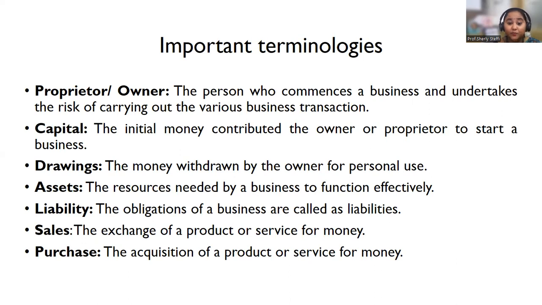Sales, the exchange of a product or service for money, is called sales. A company wants to sell furniture. So when furniture goes out, what do we get in? Money comes in. What comes in? What goes out? Purchase, the acquisition of a product or a service for money. So these are the important terminologies of accounting. One is proprietor, capital, drawings, assets, liability, sales, and purchases.